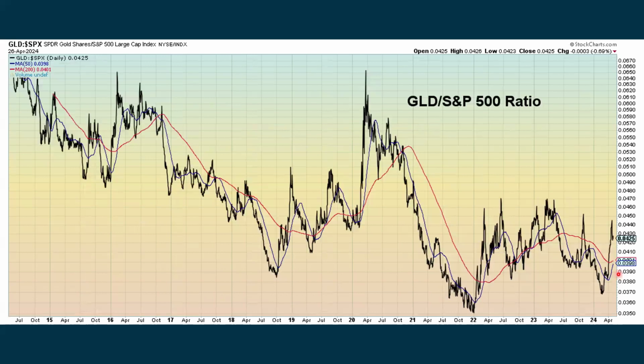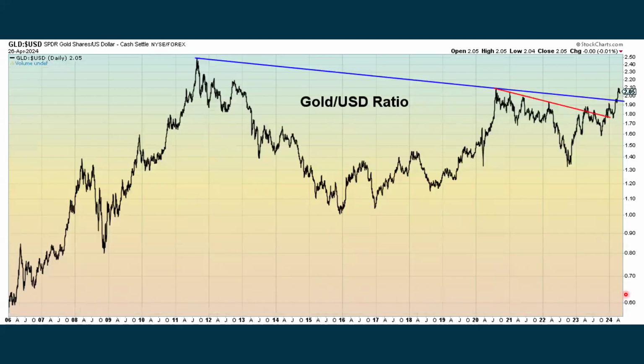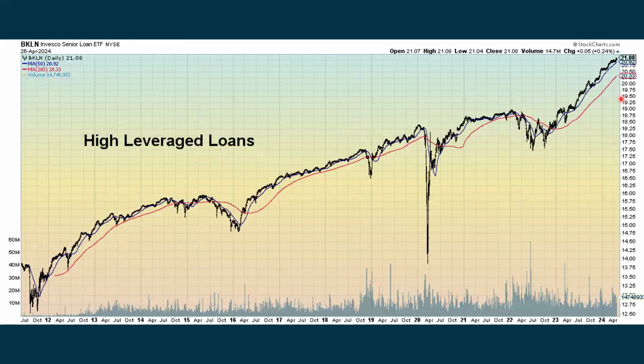Gold compared to the S&P, it's still in a longer-term downtrend, even though gold has been going up. And we might see a golden cross here if gold holds on to the strong prices that it has. But if the S&P really starts to go back up, it could turn this ratio back down. We look at gold compared to the dollar, where it had broken out above both of these trend lines lately. As gold's been under weakness, we've seen a pullback with this ratio.